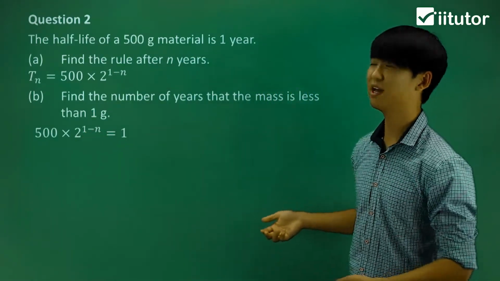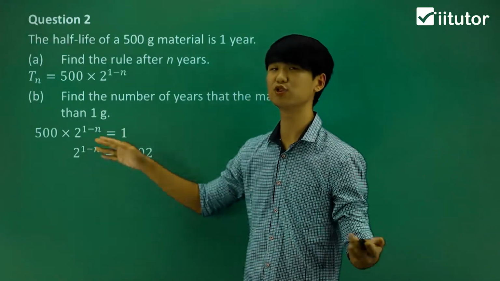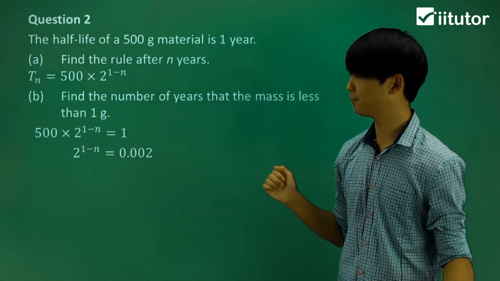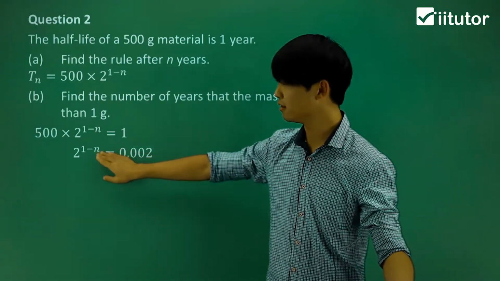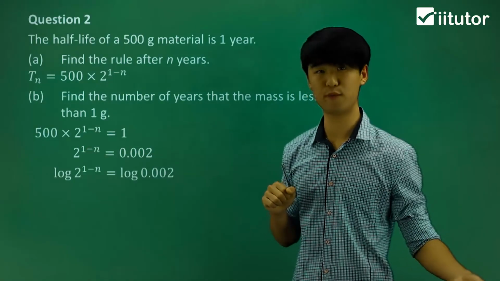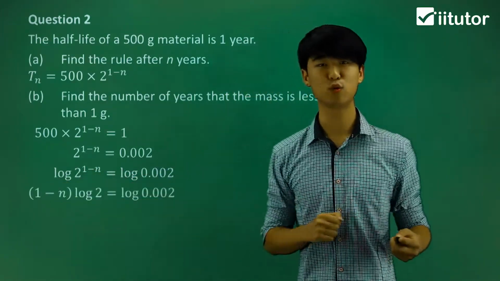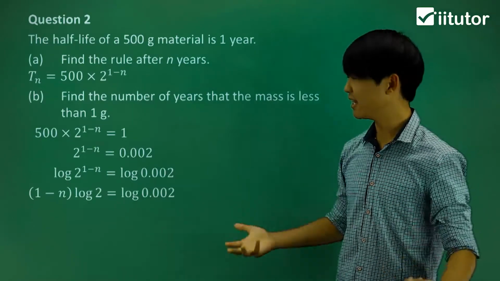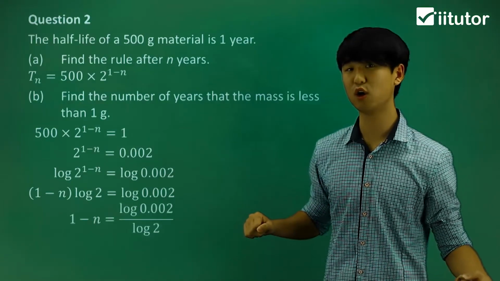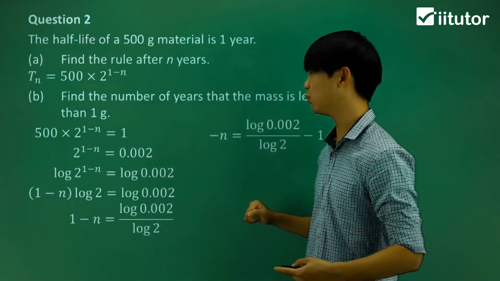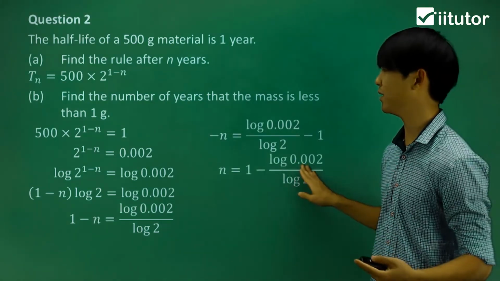From this, the first thing I'm going to do is divide both sides by 500. I want to find n, so let's isolate all the numbers away from n. I divided both sides by 500, and to find n, or this power, I'm going to take the log of both sides. This is really good because I can use log laws and my power will come down to the front, like this. Again, we want to find the value of n, so let's divide both sides by log 2, put the 1 to the other side, and multiply both sides by negative 1. This will be my answer.